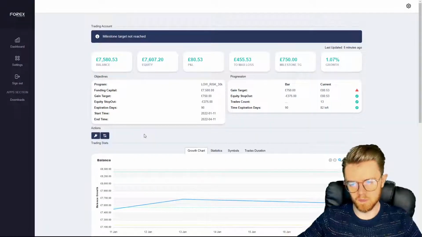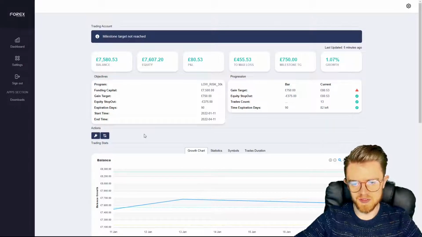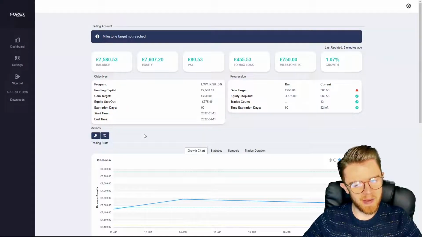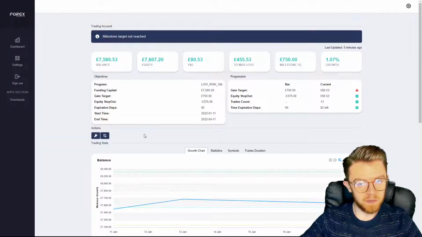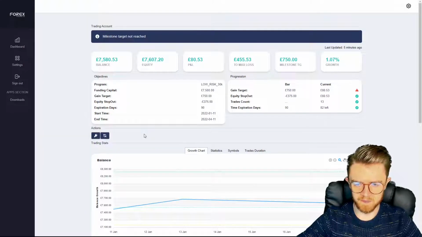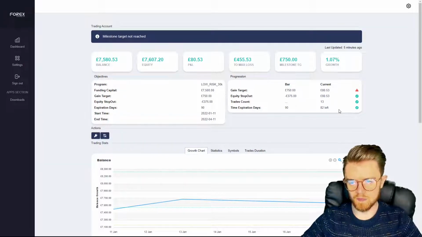So when you sign up for a Forex Traders UK account, you're going to have this tool, which is a dashboard, essentially a back end of our website, where it allows you to analyze your account performance, monitor your statistics, and look to improve in areas where you can. So this dashboard here is a useful tool for traders to use.